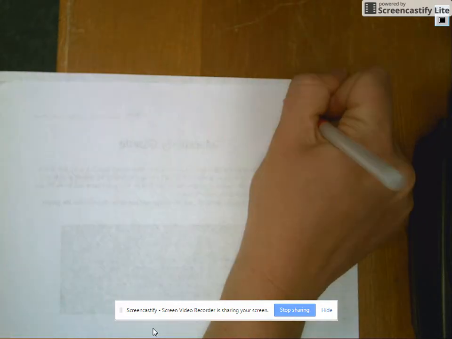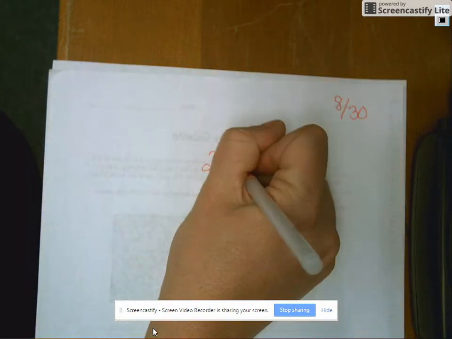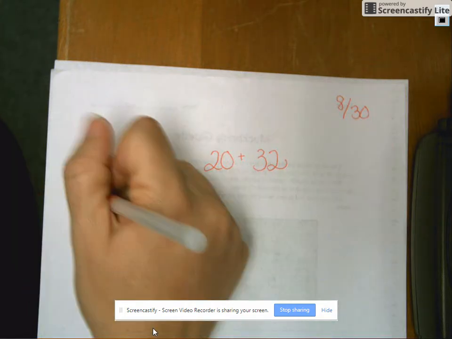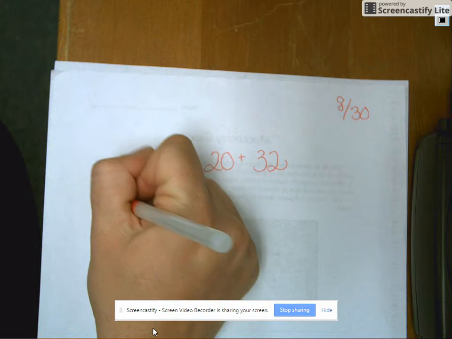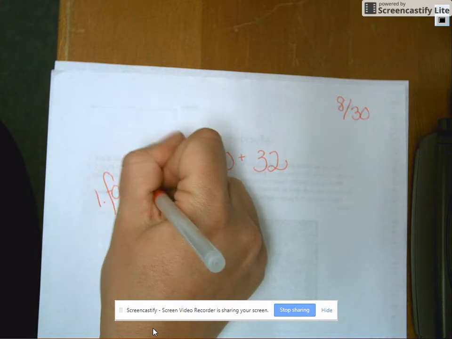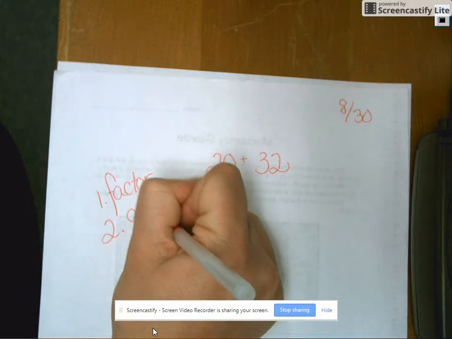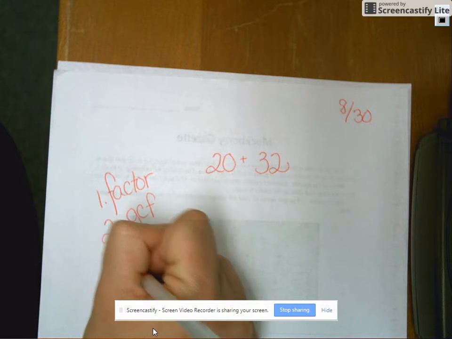All right, so let's start with today's lesson. Today is 8:30, so this would be our lesson for Wednesday. The first thing that we're going to talk about is how to simplify an expression. Simplify is to make it easier, an expression is just a math problem. The cool thing about this is that most of it we've already done in class. Step one is to factor. We've already done that. Step two would be to find your greatest common factor, which we've already done. And then step three would be to rewrite it.